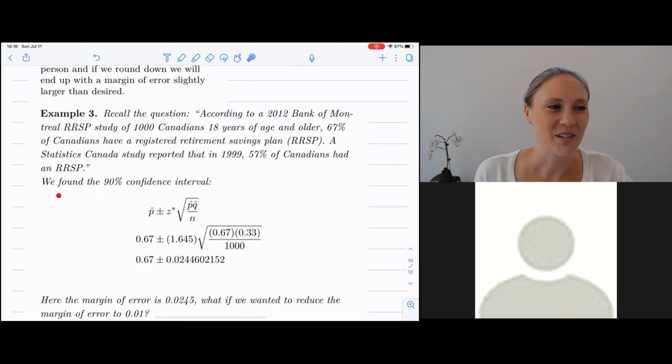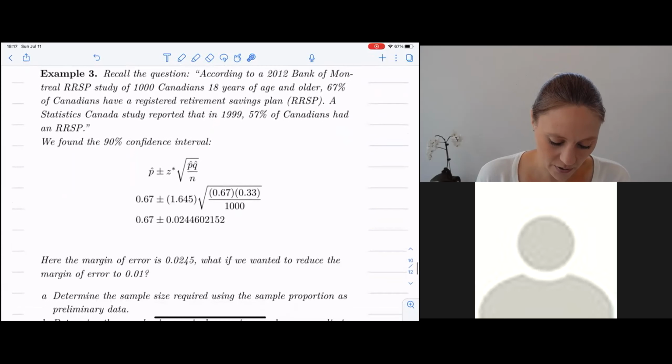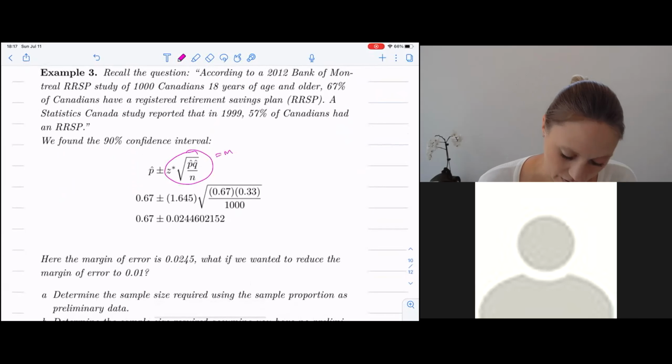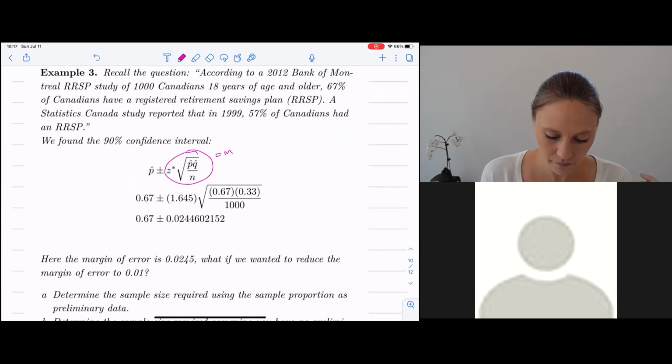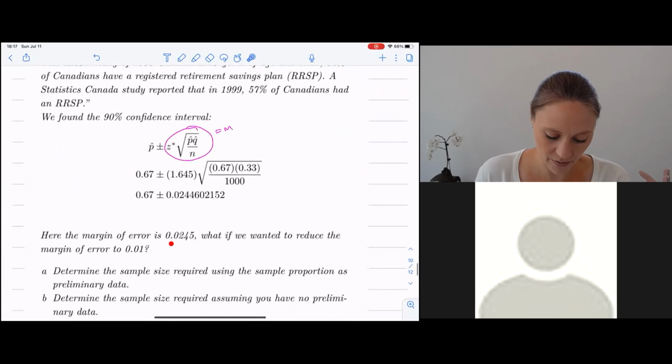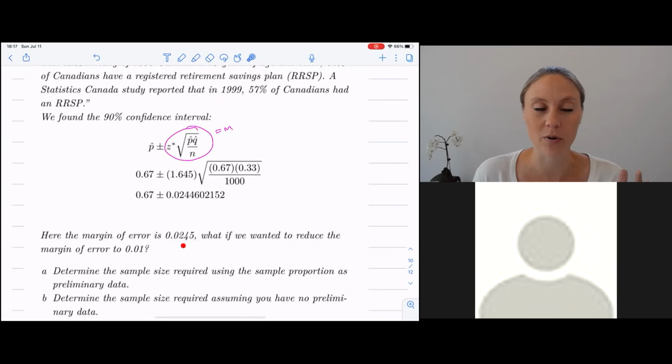I'll explore it. We found the 90% confidence interval. So we've already calculated this, right? And so I'm just telling you what it is again. And what we found was, remember that this is your M, that's your margin of error. And we calculated it, and we found that it was 0.0244602152. So here we found the margin of error to be roughly 0.0245. What if we wanted to reduce the margin of error to 0.01?